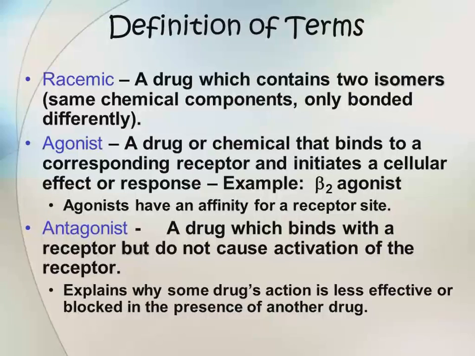Agonist we talk about as being something that binds to a specific site and initiates a response. So we talk about beta agonists stimulating beta 2 receptor sites, and these agonists will always have an affinity, a desire to want to link up with that receptor. Antagonist is the opposite. It blocks the activation of that receptor, and this is possibly one of the reasons why a drug's action is less effective, because it's being blocked by another drug.